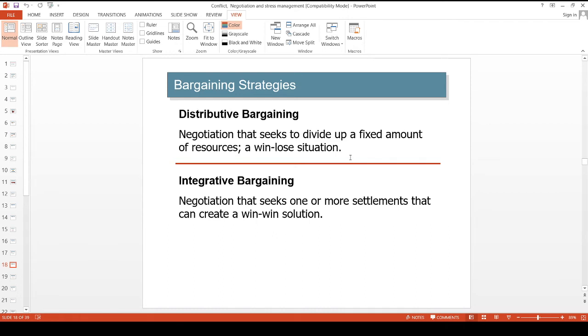There are two bargaining strategies. One is termed distributive bargaining, the other is termed integrative bargaining. Let's discuss distributive bargaining. It is negotiation that seeks to divide up a fixed amount of resources, that is, the win-loss situation.